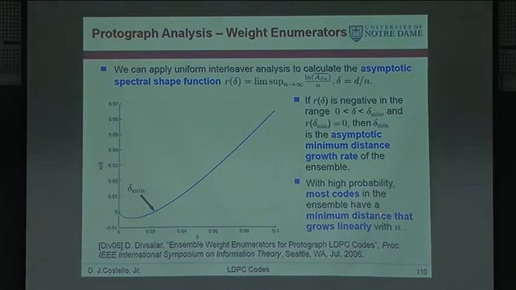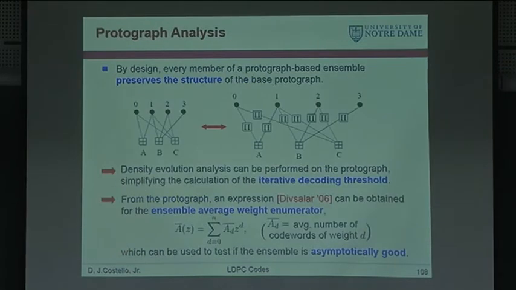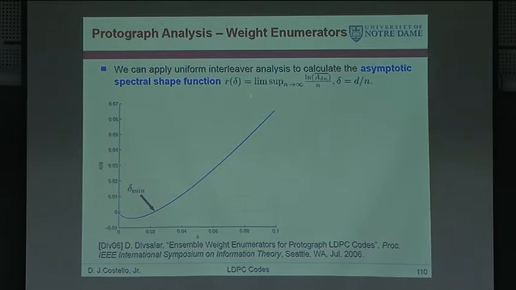So with high probability, we can say most codes in the ensemble have a minimum distance that grows linearly with that. Again, I don't expect you to understand where this comes from, unless you've seen it before. But the important thing, I guess, is to say that with a protograph, where you have a small graph like this, it's easy to calculate a weight enumerator like this. And then you can go through this uniform interleaver analysis, which is kind of standard for analyzing distance properties of large ensembles. And you can get the minimum distance growth rate of the ensemble.